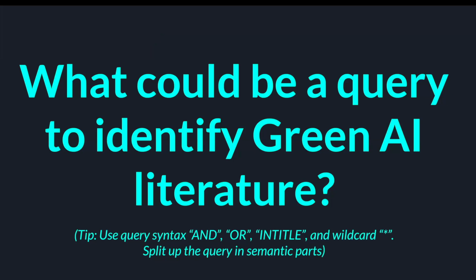I talked too much, so now it's your turn. Thinking back on the example of green AI, we want to look for all the literature regarding sustainability and AI, basically the sustainability of AI. I want to build a query for it, which could be a good query. Then we'll see what I really used. You can use and, or, in title, wildcard. Yeah, sure.